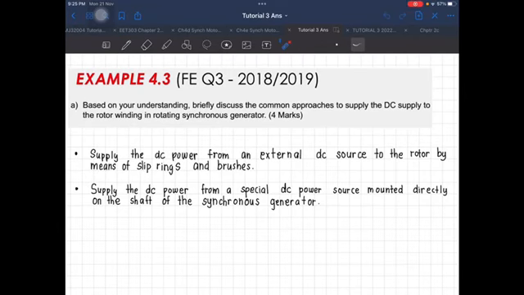Example 4.3. Question A. Based on your understanding, briefly discuss the common approaches to supply the DC supply to the rotor winding in a rotating synchronous generator. First approach is to supply the DC power from an external DC source to the rotor by means of slip rings and brushes. Second approach is to supply the DC power from a special DC power source mounted directly on the shaft of the synchronous generator.